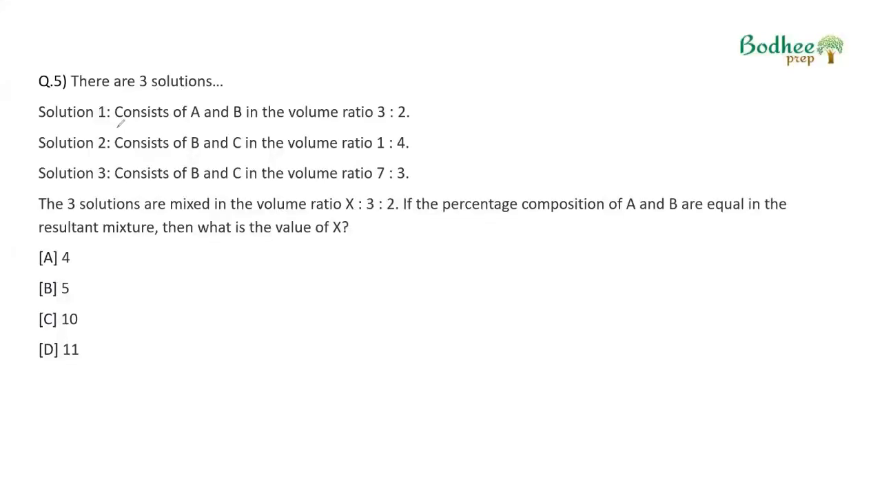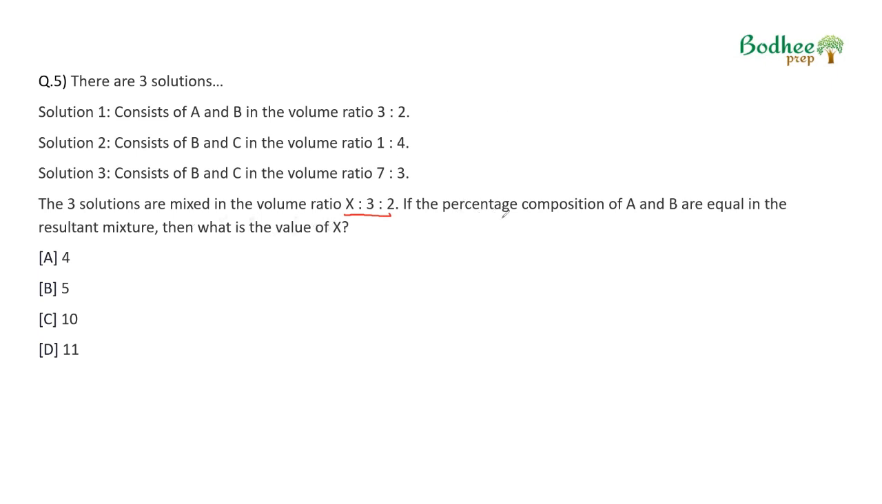There are 3 solutions. Solution 1 consists of A and B in the ratio 3:2. Solution 2 contains B and C in the ratio 1:4. Solution 3 contains B and C in the volume ratio 7:3. The 3 solutions are mixed in the volume ratio X:3:2. If the percentage composition of A and B are equal in the resultant mixture, then what is the value of X?